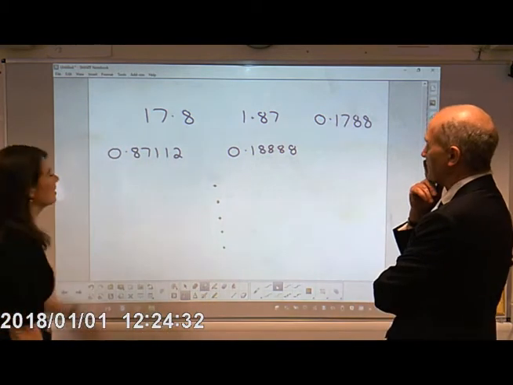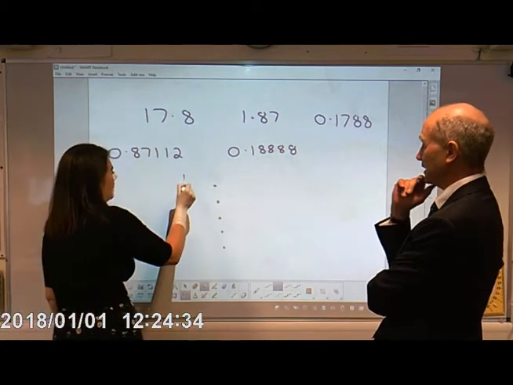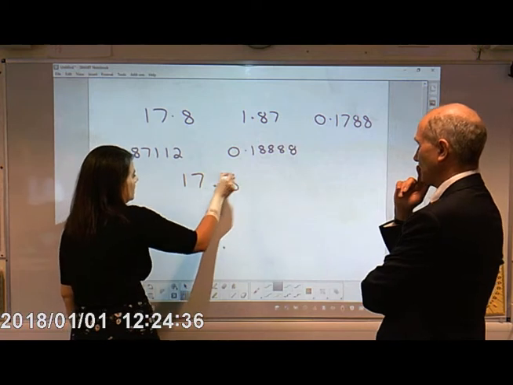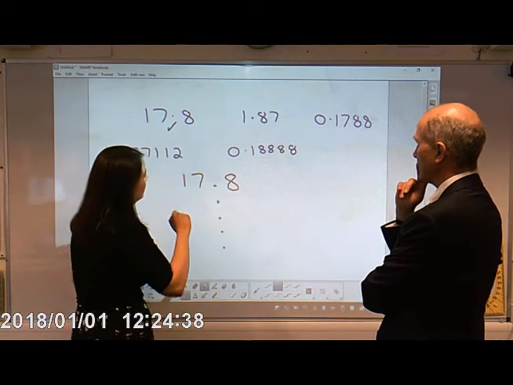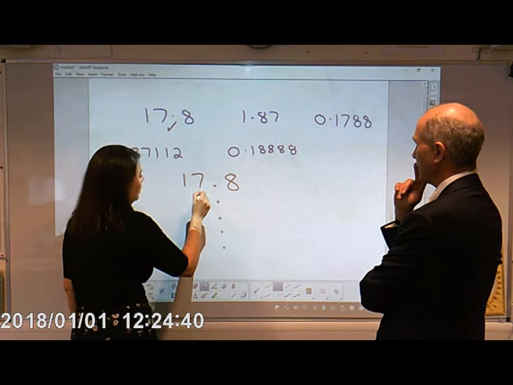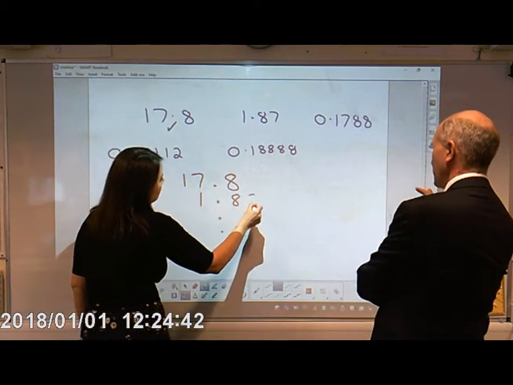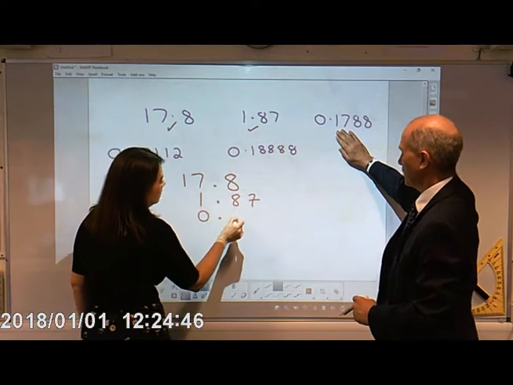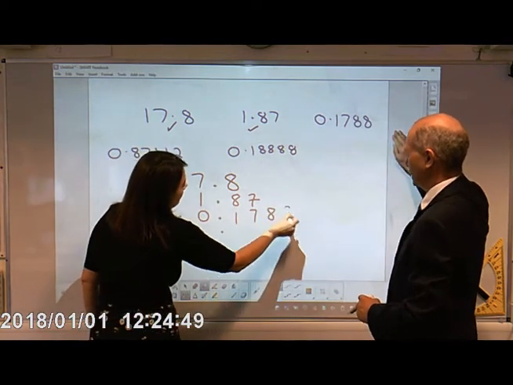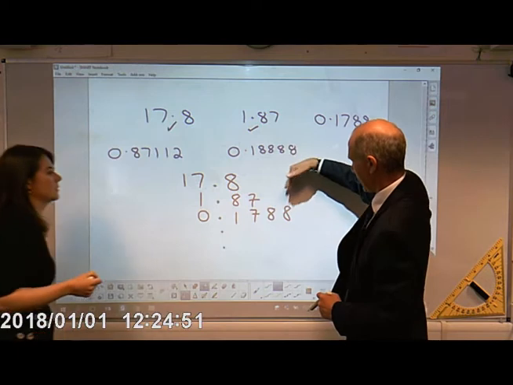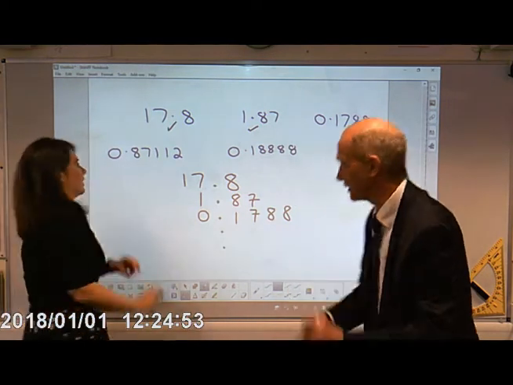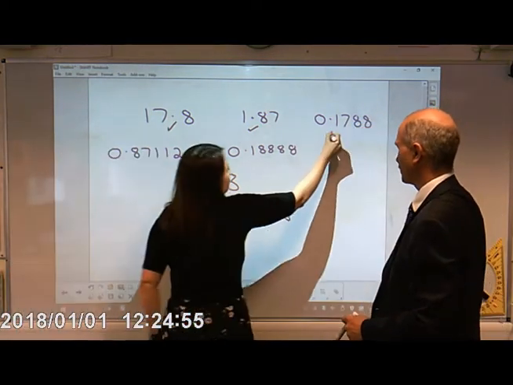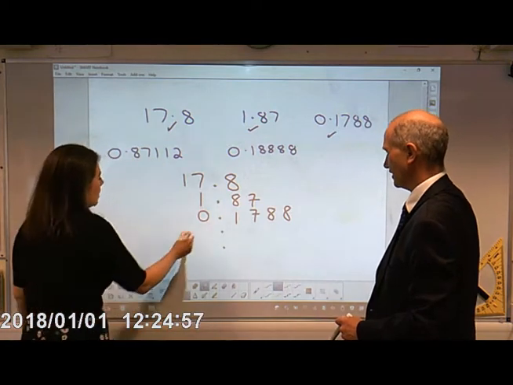You've done your decimals. I'm going to start at the beginning. Just write them out. So, that's my first one. Done that. And that's a good thing. Tick them off as you go. 1.87. Done that one. 0.1788. Notice we're leaving nice gaps between the numbers so I'm being clear. I'm not rushing. Don't rush. I'm going to get those marks.